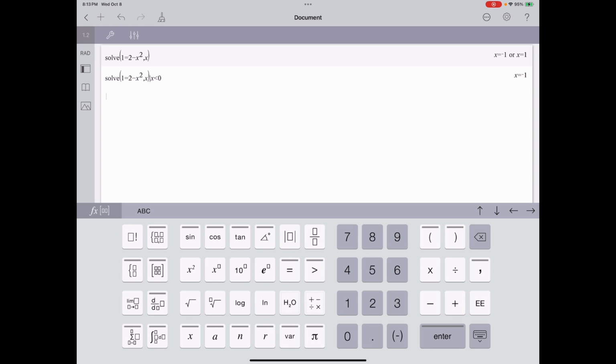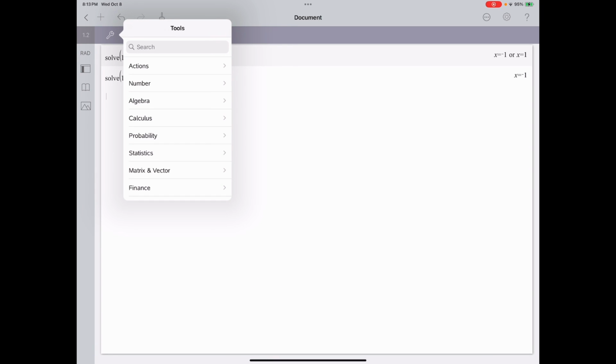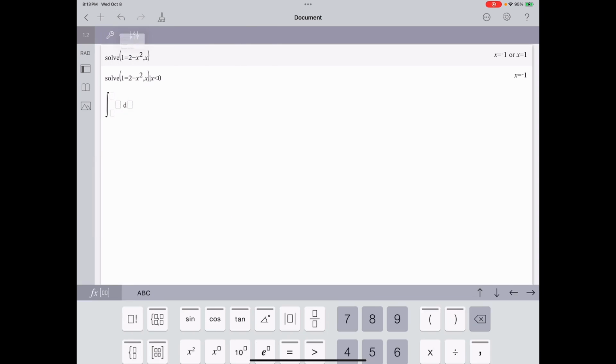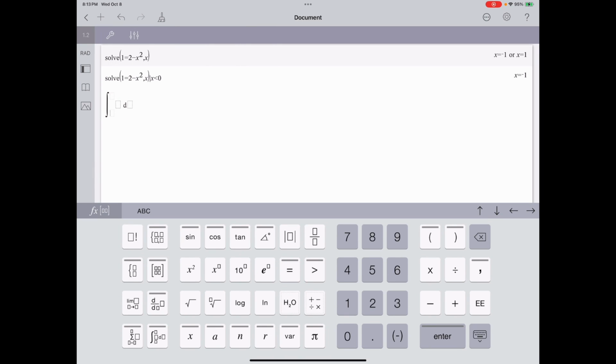So now we'll just do out our integral. Again, we go to the wrench tool, and we come to calculus this time, and we choose integral. And we're going to be integrating from -1 to 1, the same integral that we did before, and that is 2 minus x squared minus 1 dx. And we see we get 4/3, which is the same thing we got before.